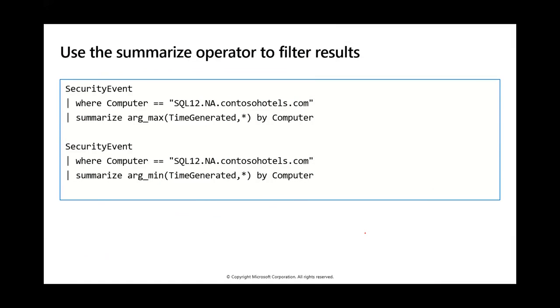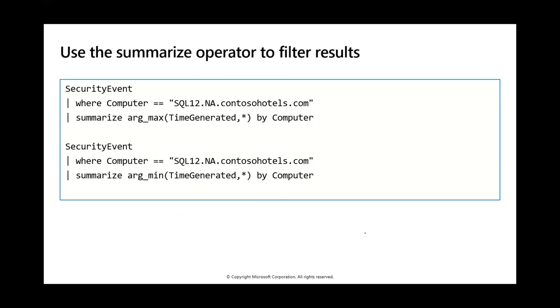The arg_max function, for example, the following statement, the one on the top, will return the most current row from the security event table for the computer with the fully qualified domain name of sql12.na.contosohotels.com. The asterisk or the wildcard after the TimeGenerated and separated by a comma inside the arg_max function will request all columns for the row. Remember that the wildcard usually includes anything in that range.